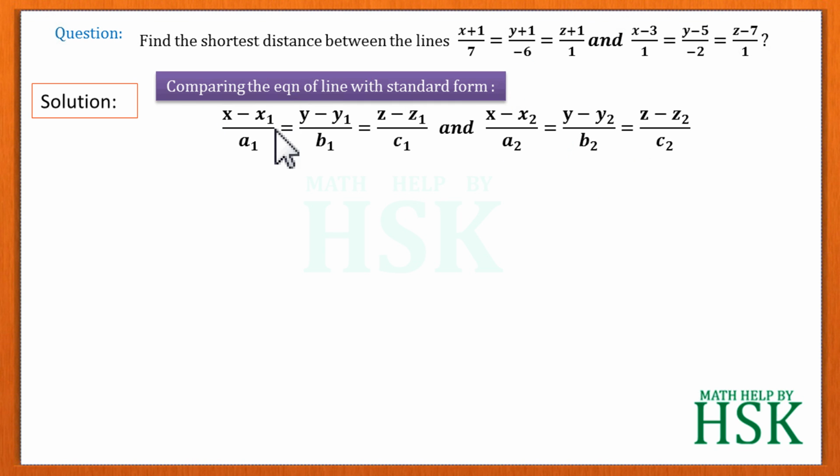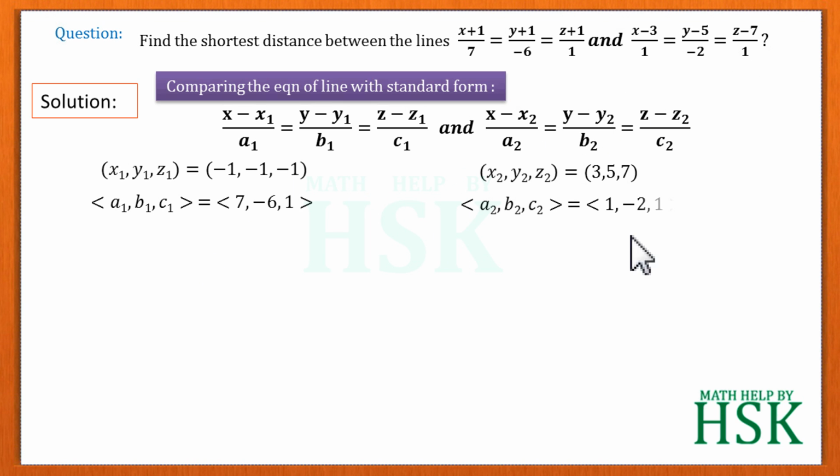So a1, b1, c1 would be equal to 7, -6, 1; a2, b2, c2 would be equal to 1, -2, 1; x1, y1, z1 would be equal to -1, -1, -1; and x2, y2, z2 would be equal to 3, 5 and 7. So it is very easy to calculate the values of x1, y1, z1, x2, y2, z2, a1, b1, c1, a2, b2, c2. Okay, so we can write the values like this.